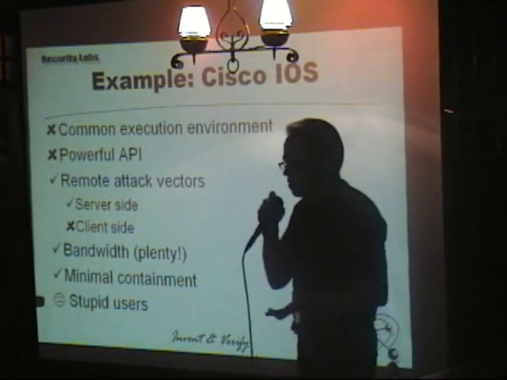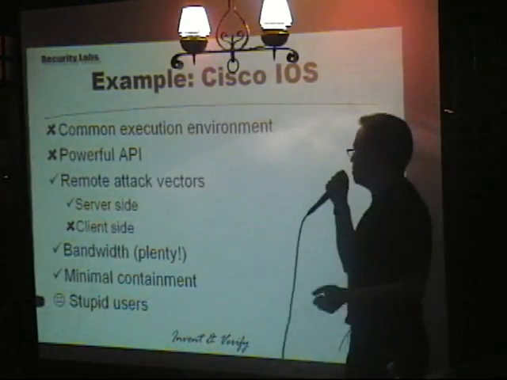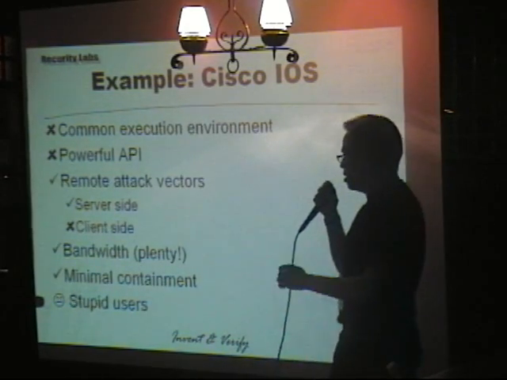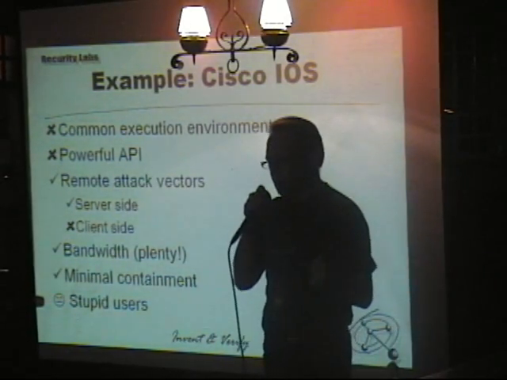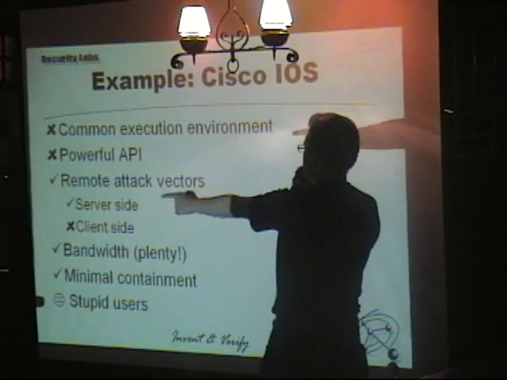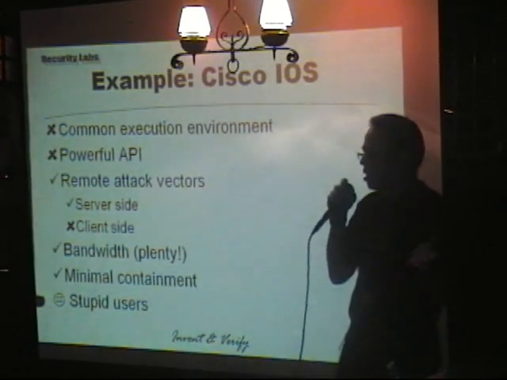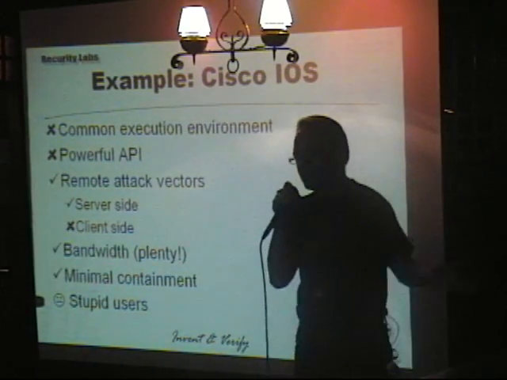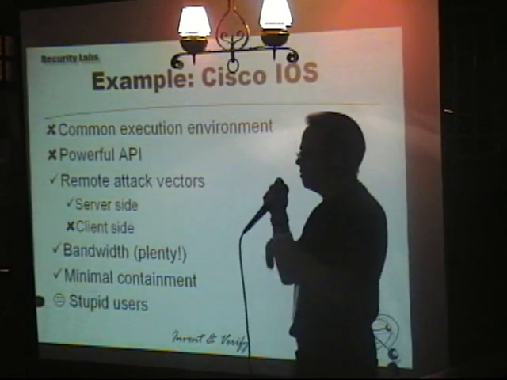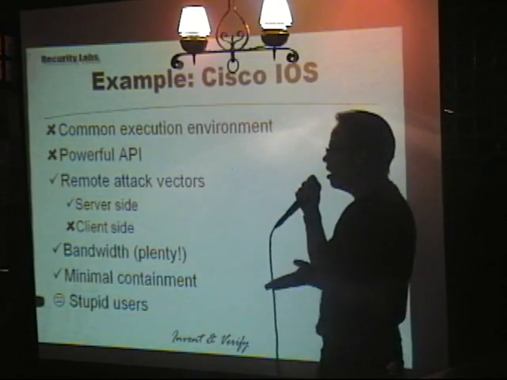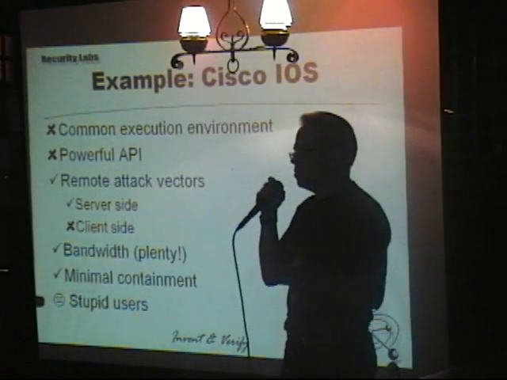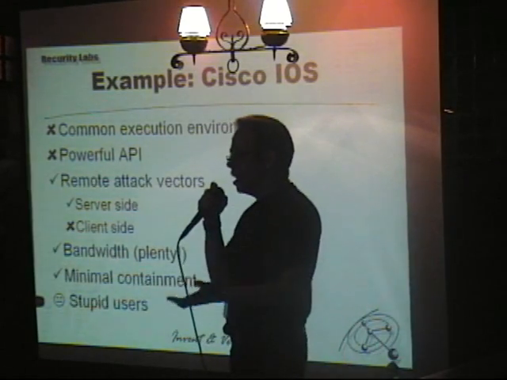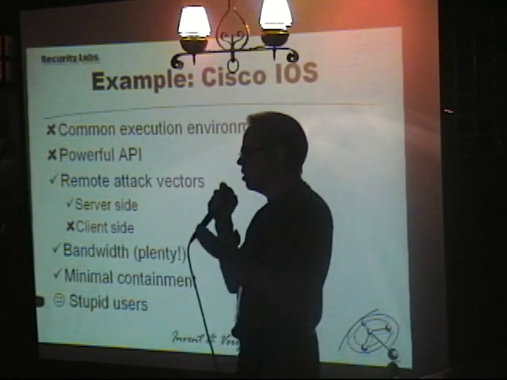Now, another example, Cisco IOS. Remote attack vectors, check. Server-side, it's all broken. Bandwidth, plenty. Minimal containment, yes, it's not even a real operating system. Common execution environment, powerful API, no. We don't have anything like that on Cisco devices. They have all kinds of different CPUs, over 15,000 different images, no API whatsoever because they're not made for third-party code. Therefore, as shitty as Cisco devices are, we don't see Cisco worms.